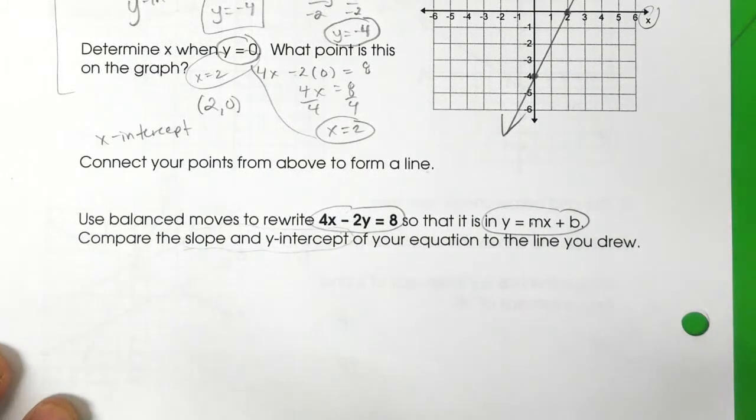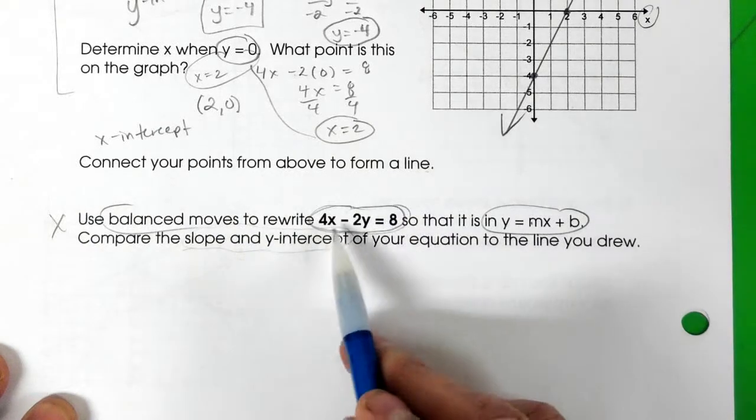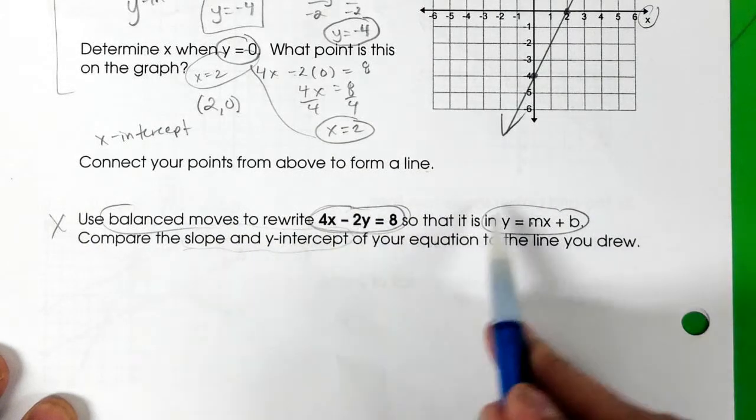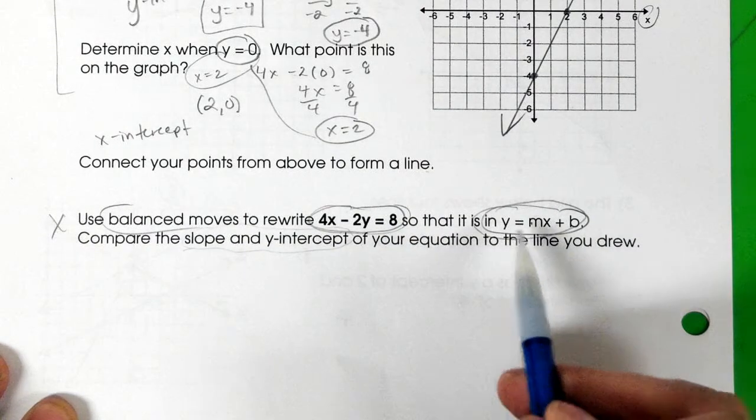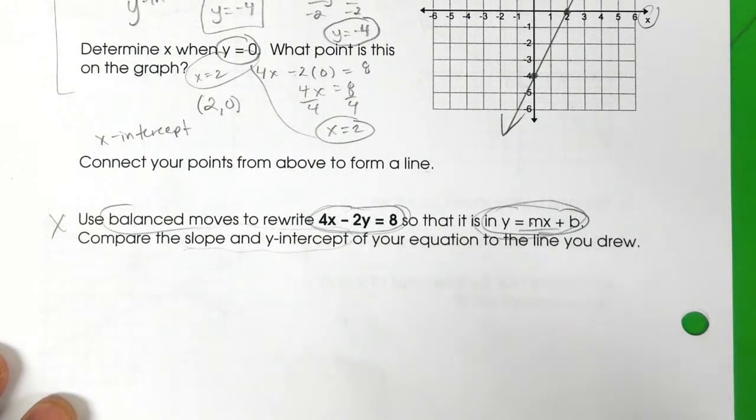So this requires a really good, solid base with balance moves, right? So I want you to pause the video now and try and use some balance moves to convert this equation, or transform it, or rewrite it so that it looks like y equals mx plus b form. Pause the video now.